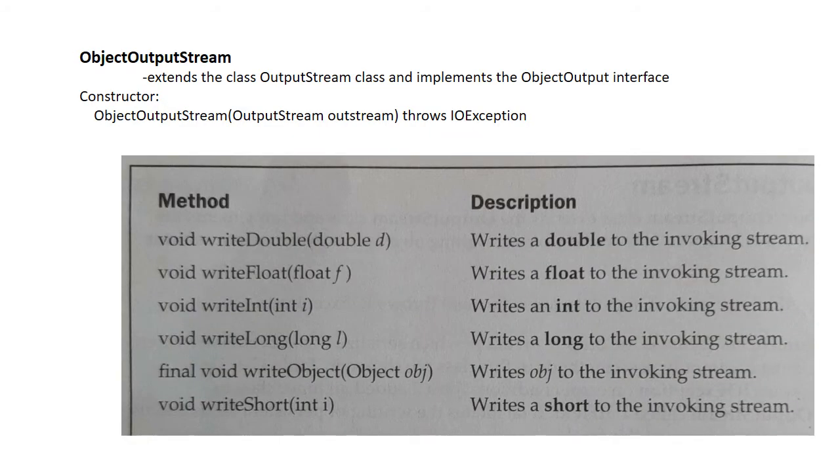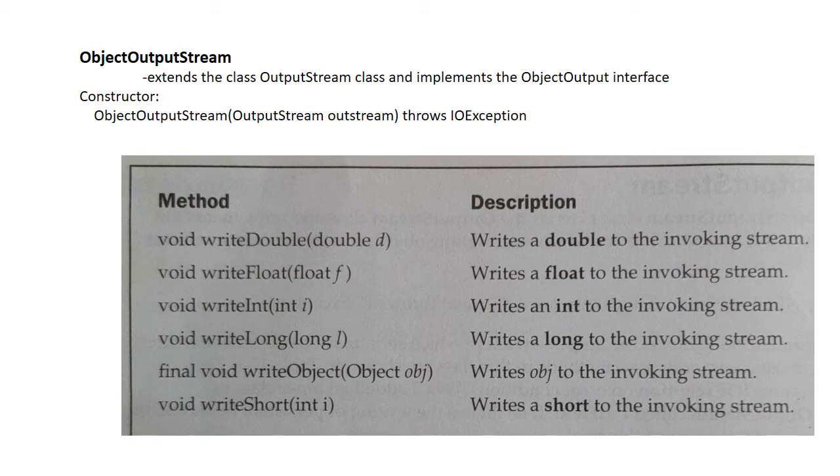ObjectOutputStream. This class extends the OutputStream class and implements the ObjectOutput interface. It is responsible for writing objects to a stream. A constructor of this class is ObjectOutputStream. You have to pass the OutputStream object and it throws the IOException. The argument outStream is the output stream to which serialized objects will be written.